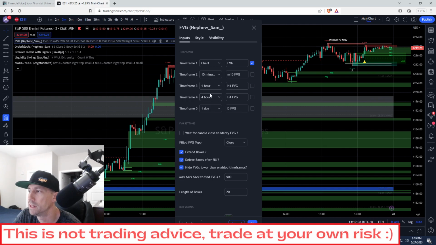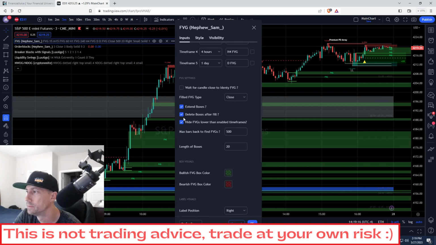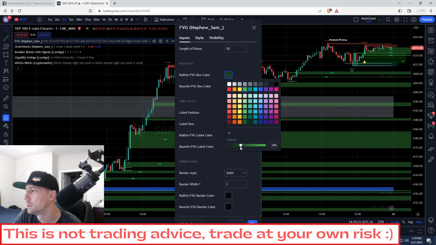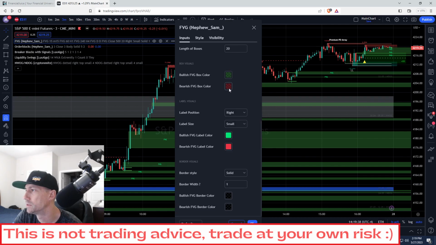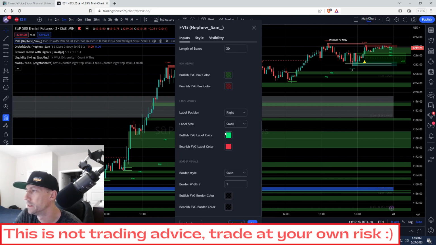I've shown this a few times, but here you go. Fair Value Gaps by Nephew Sam, and these are the options that I have. Extend boxes, delete boxes after fill, hide fair value gaps lower than enabled time frame. It's because I go back and forth and most of the time have 3 up at the same time. I also did change this to that. You guys can't see that actually, so let me do this. I did move this, I think it was closer to over here, so I moved it to 34%, 32%. I changed those, and also that, and there you go.